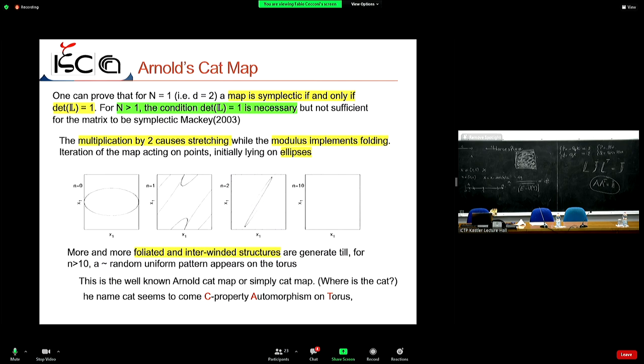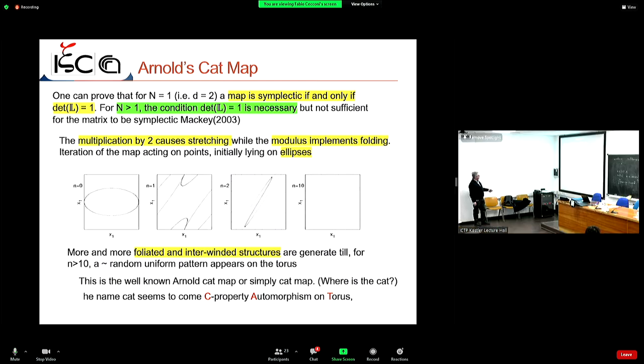If you want to know the action of the map, you do the same. You take an ellipse of points, and you see that at the first iteration this ellipse is transformed, is stretched, no? But the modulus operation takes the part of the ellipse back into the square. You make this, for example. You have the ellipse.